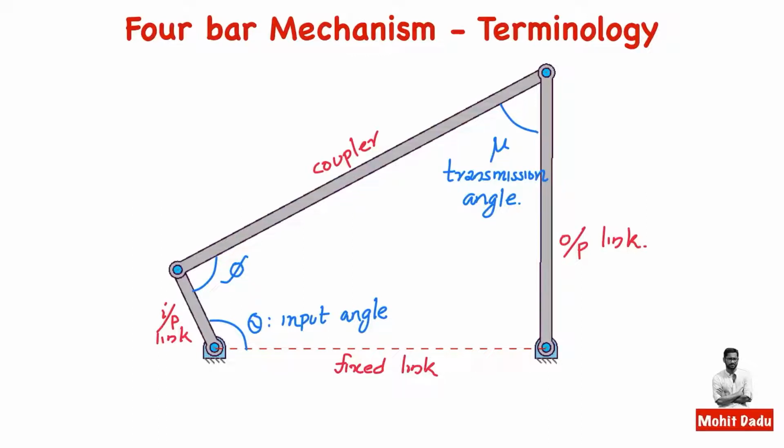Here we will define some other angles which also come under this terminology. The angle between the fixed link and the input link is theta, which is the input angle. Phi denotes the angle between input and coupler, and mu denotes the angle between coupler and output, which is known as the transmission angle. This will be explained in detail at the end of this video.